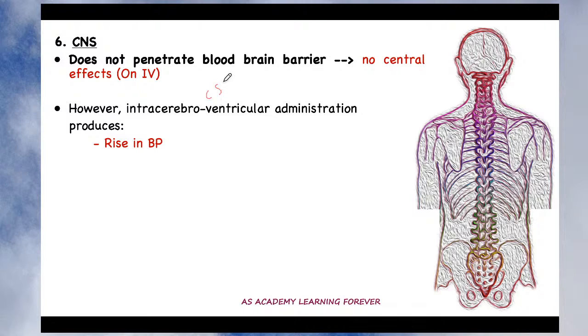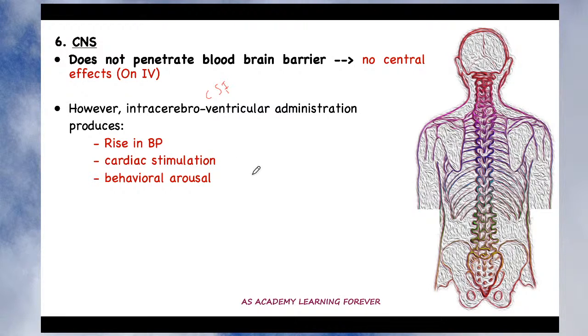So when you give the injection directly into the cerebrospinal fluid, histamine will reach the CNS and it starts showing different actions. So what are its actions? It produces a rise in blood pressure. The rise in blood pressure produced by histamine is due to its action on the vasomotor center. It produces stimulation of the vasomotor center and the cardiac center, which is responsible for the rise in blood pressure. It produces this effect on the cardiovascular system.